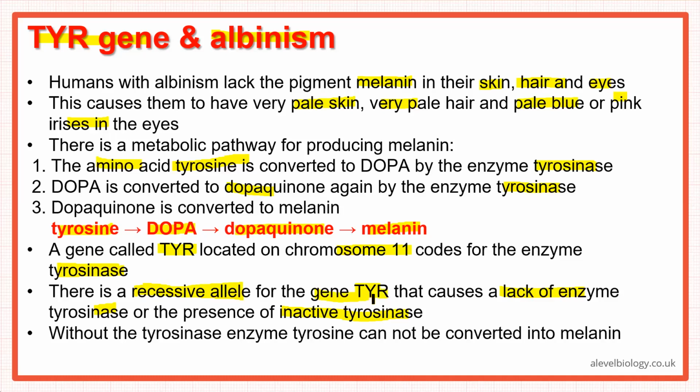Definitely is not able to catalyze the reactions there. So without this enzyme, tyrosine cannot be converted to melanin, right? So if the pigment is not being formed, the condition that it will be leading to is albinism. So the gene is the TYR gene and it's the recessive allele that is causing the lack of the enzyme tyrosinase.